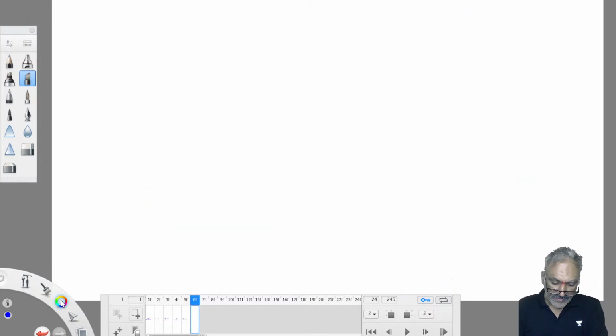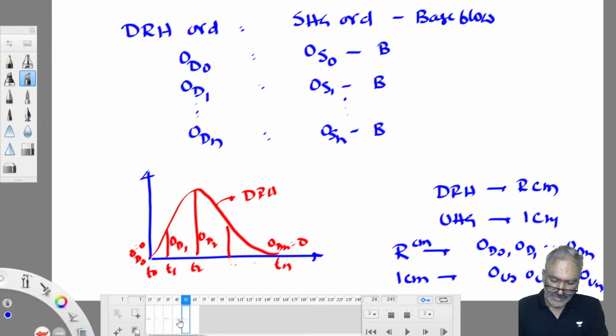So how to derive them? We derive the ordinates of the unit hydrograph. If R centimeter produces that much runoff, how much runoff does 1 centimeter produce? Like, 5 mangoes cost 50 rupees; what is the cost of 1 mango? 50 by 5. So R centimeter produces that much discharge; 1 centimeter produces how much discharge at respective time intervals? This is how we can work it out.